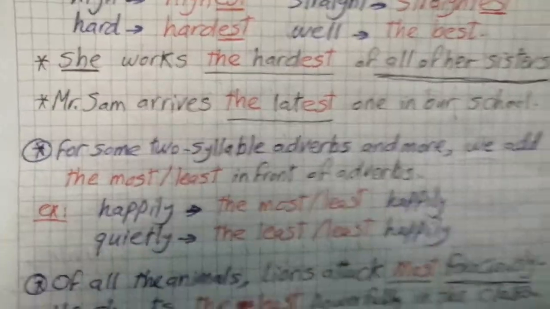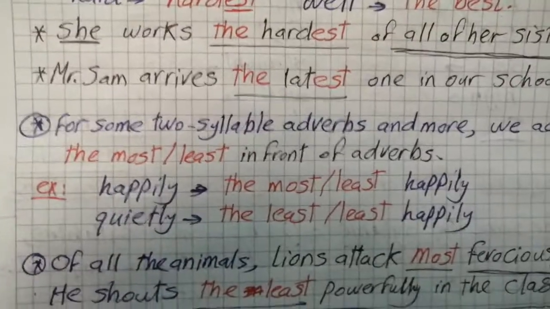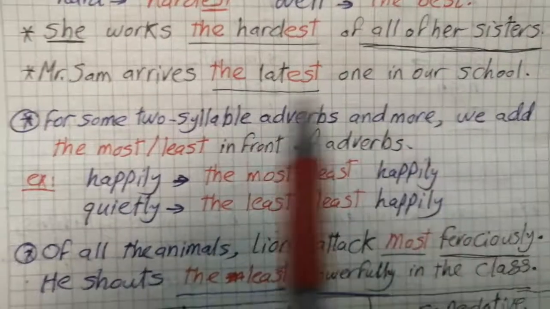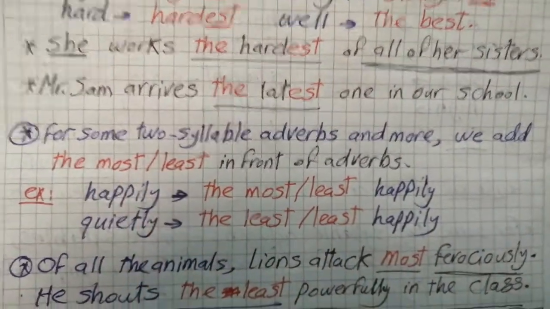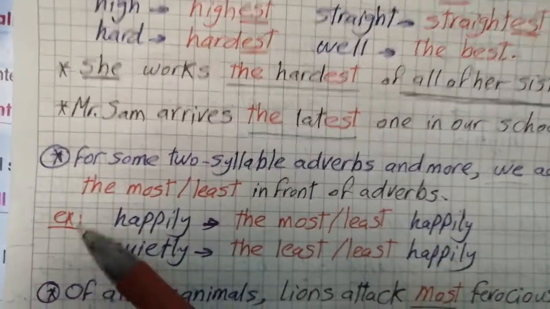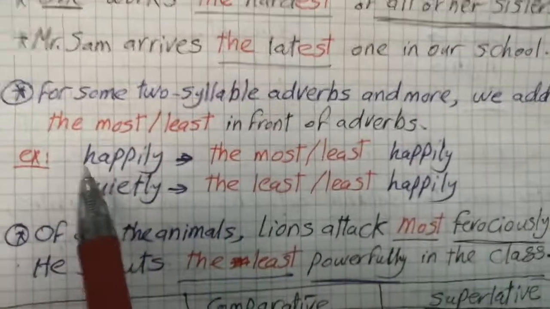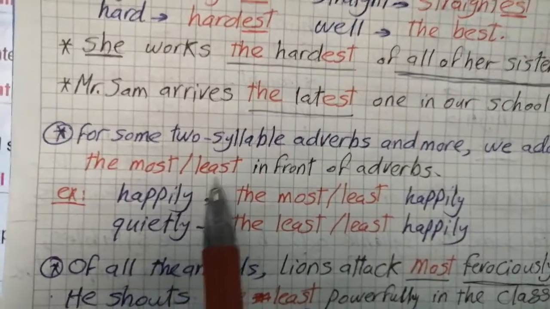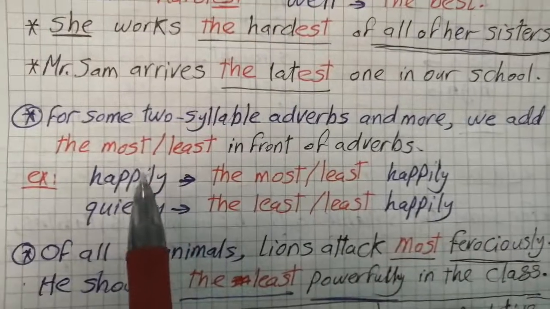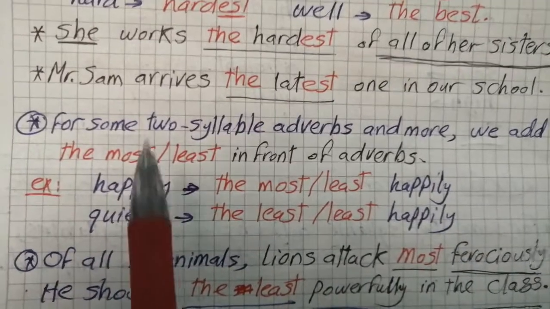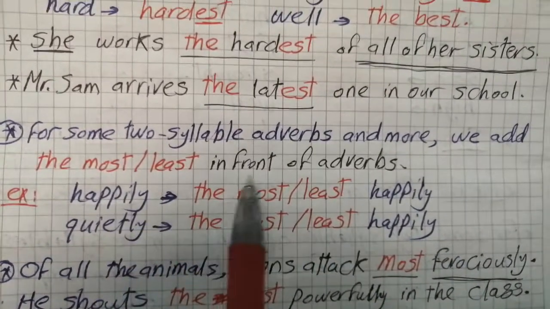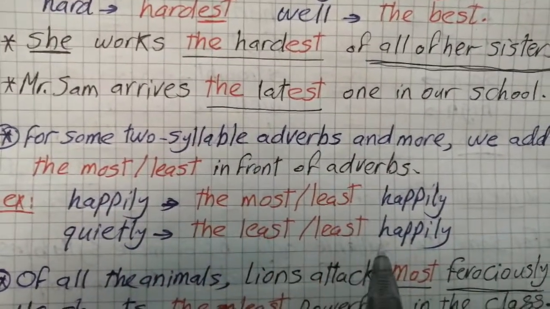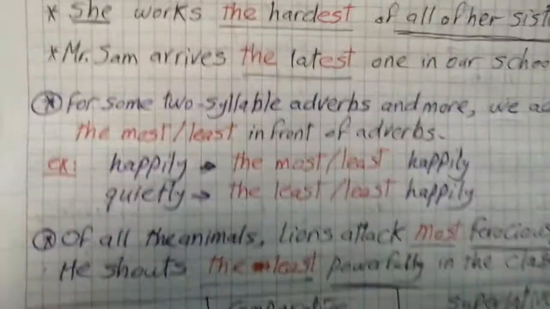For some two-syllable or longer adverbs, long adverbs, we add the most or the least in front of the adverb, before the adverb. For example, for most adverbs that end in ly, we just add the most or the least before the adverb to compare more than two actions. Happily, the most or the least happily. Quietly, the least or the most quietly.